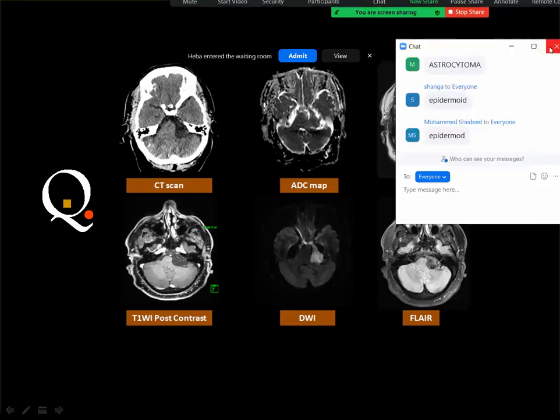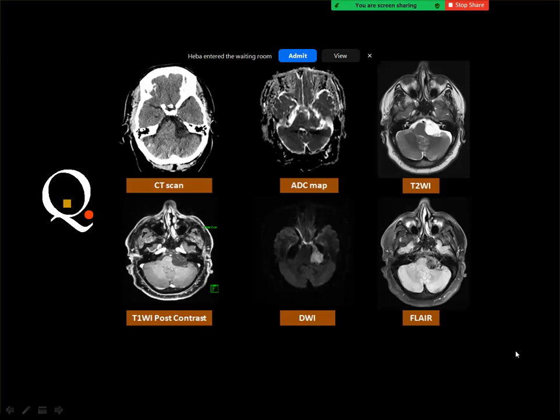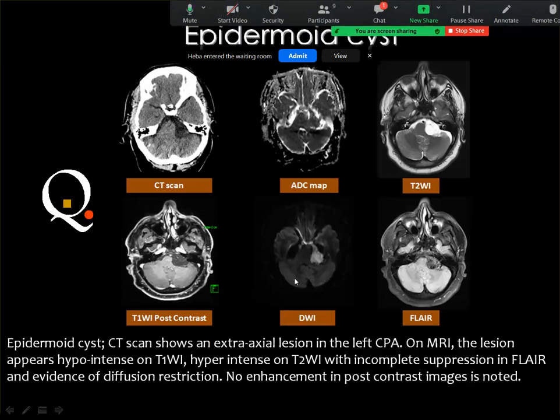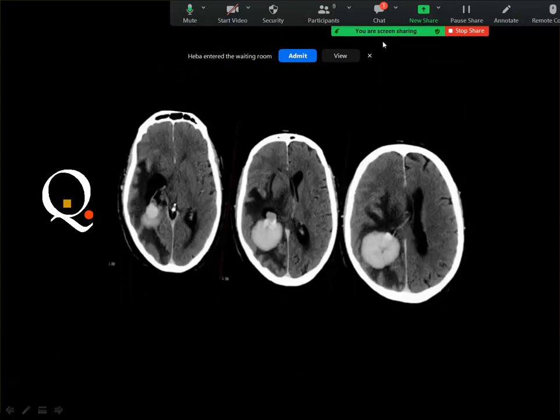Yes, and this is the right answer. This is an epidermoid cyst in the left cerebellopontine angle. The cyst is not enhancing but shows evident diffusion restriction, diagnostic of epidermoid cyst. Next case.